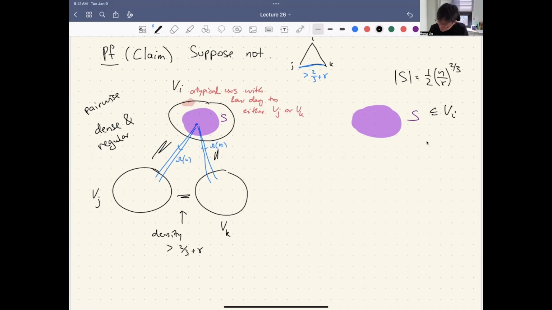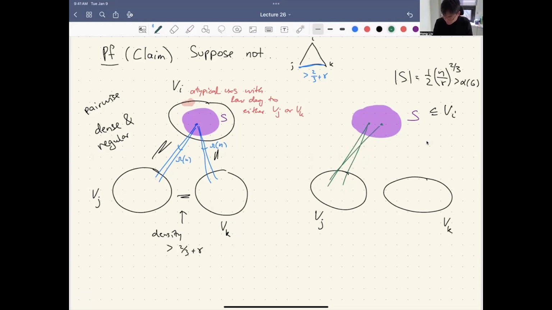So this is larger than alpha of G, such that we have linear minimum co-degree for pairs towards both parts. So here again, we have Vi, Vj, sorry, Vj, Vk. For every pair inside, you have, this is still linear co-degree.